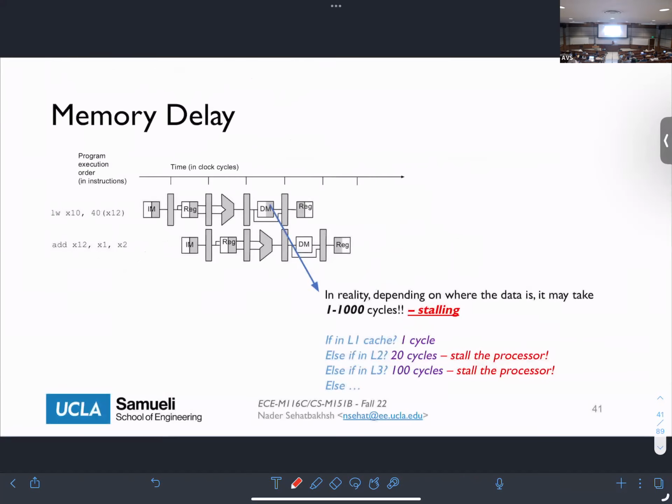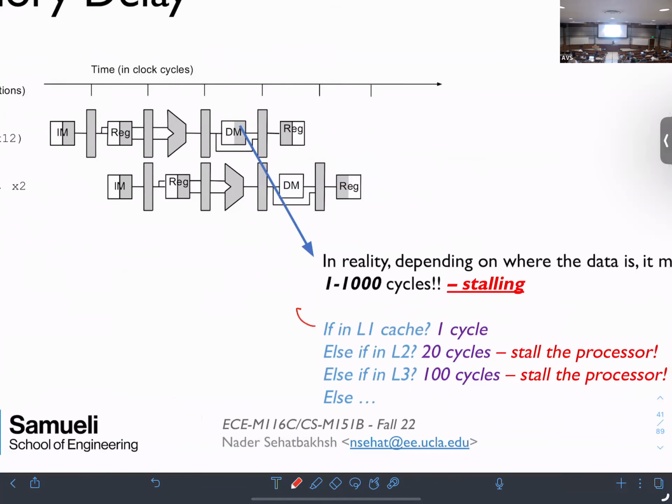In reality, though, depending on whether we are reading from L1, L2, L3, or DRAM, the time it takes to get that value is significantly different. If we go to our L1 cache, that's when it takes 1 cycle. But if we go to the L2 cache, typically we're talking about 20 to 30 cycles. If we go to L3 cache, we are talking about hundreds of cycles. And as I said before, if you go to our main memory, we're talking about 500 to 1,000 cycles. So this idea of data memory access taking one cycle only works if we are reading things from our L1 cache.